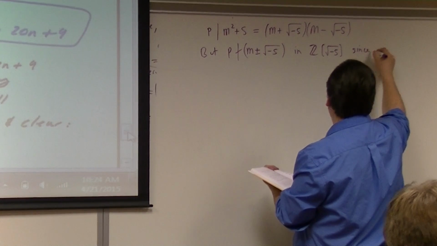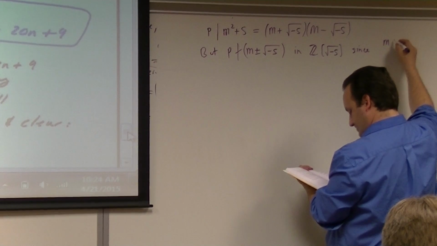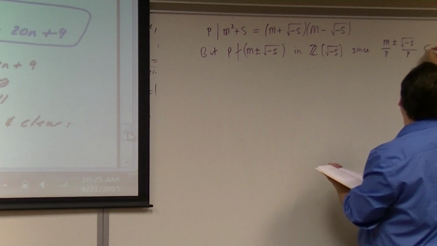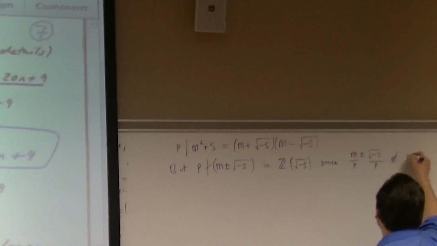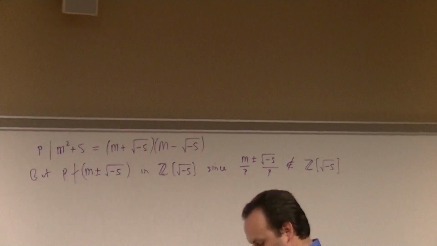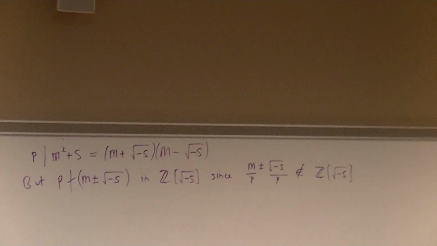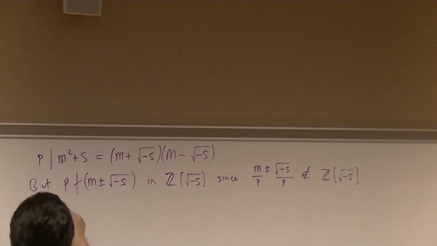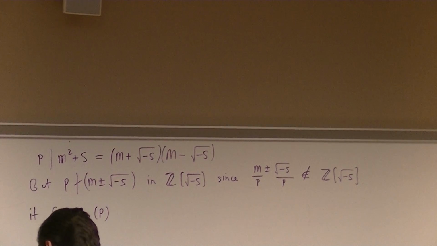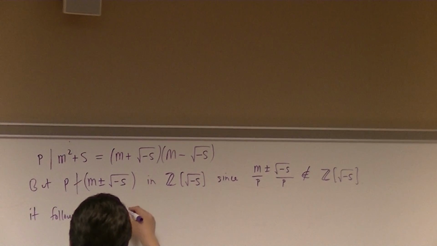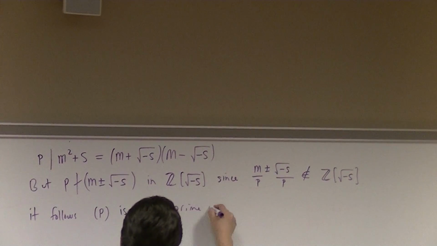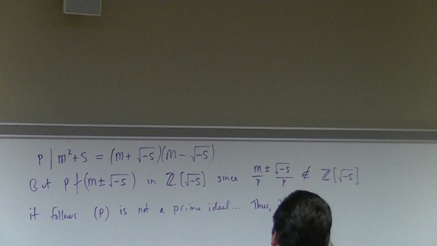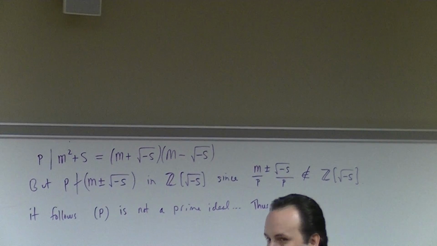since, as he says, m plus or minus the square root of minus 5 divided by p is not an element of Z adjoined the square root of minus 5. However, by the unique prime ideal factorization in Z adjoined the square root of minus 5, it follows that the ideal generated by p is not a prime ideal. So what does that mean? Thus, p factors, right? So how can it factor?